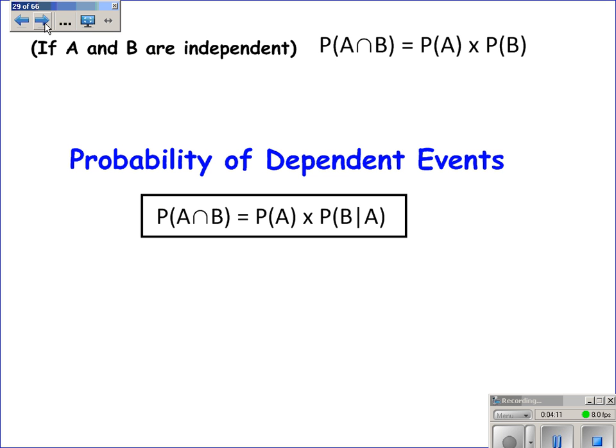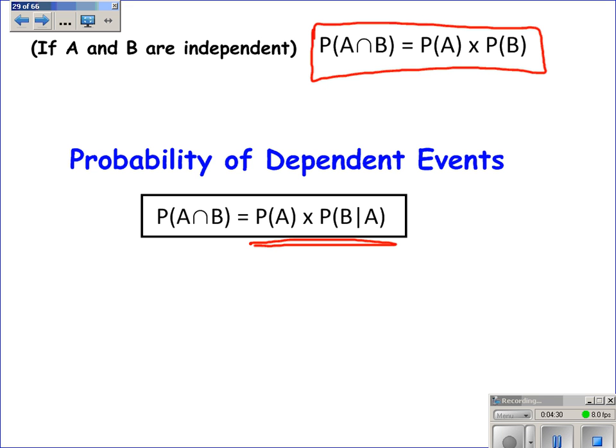A reminder from the last video: if A and B are independent, the probability of the intersection of A and B is the probability of A times the probability of B. If they're dependent events, not independent, then it's similar, but the formula is like this: the probability of A times the probability of B, given that A is true.